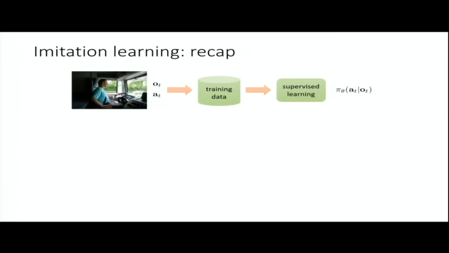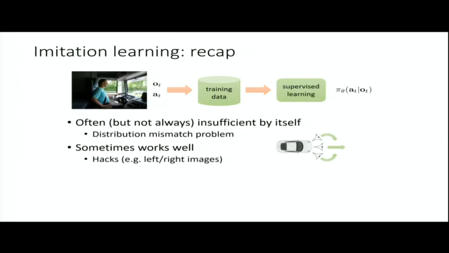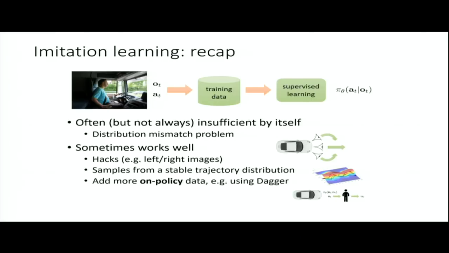All right, so let's recap what we learned about imitation learning. Imitation learning is often but not always insufficient by itself because of the distribution mismatch problem, or this compounding errors problem, but sometimes it does work well. For example, it might work well if you have hacks like the left-right camera trick, which is a special case of a stabilizing controller. It might work well if you are lucky enough to get samples from some stable trajectory distribution, maybe one constructed computationally using a controller around a human demonstration. You can add more on-policy data, for example, using Dagger, which you will try for your homework.